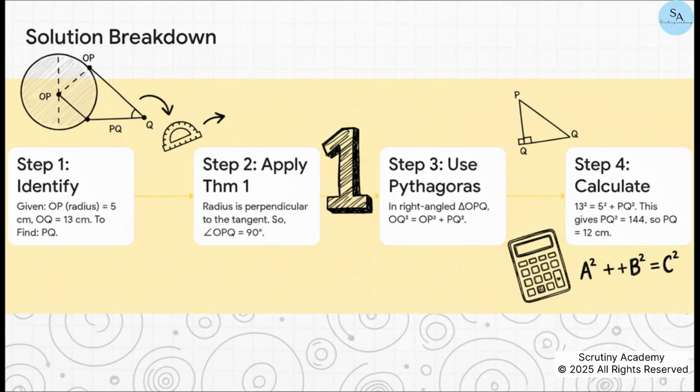That means triangle OPQ is a right-angled triangle. And whenever you see a right-angled triangle, what should pop into your head? Yep, Pythagoras' theorem. We just plug in the numbers we know. 13 squared equals 5 squared plus PQ squared. We do a little bit of quick math, and we find that PQ is exactly 12 centimeters. See how Theorem 1 was the key that unlocked the whole thing?